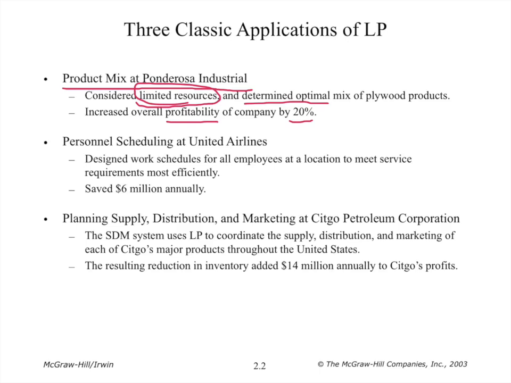The company wants to increase profitability by 20%. In another case, we can apply linear programming in personnel scheduling. For example, personnel scheduling at United Airlines is to design work schedules for all employees and save 6 million annually, to improve efficiency.